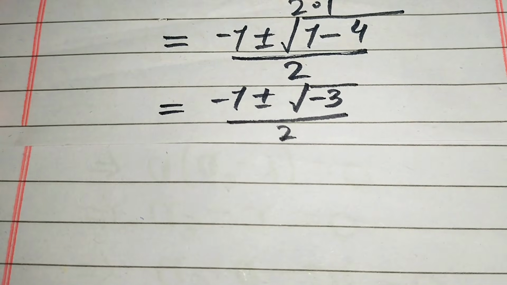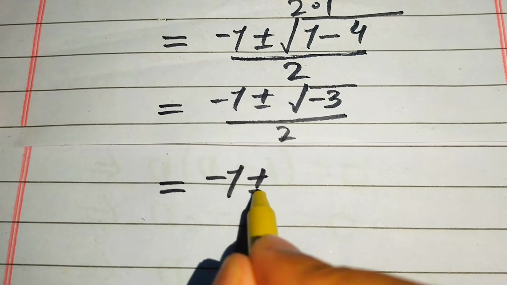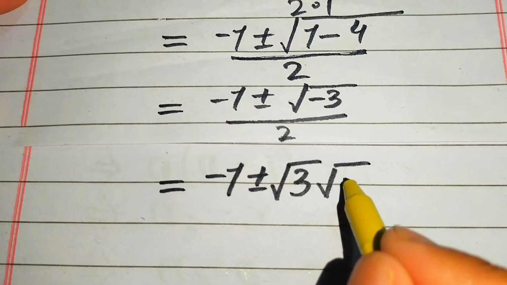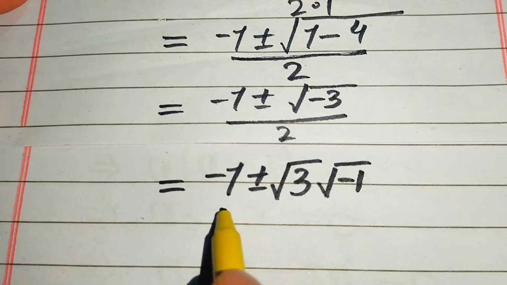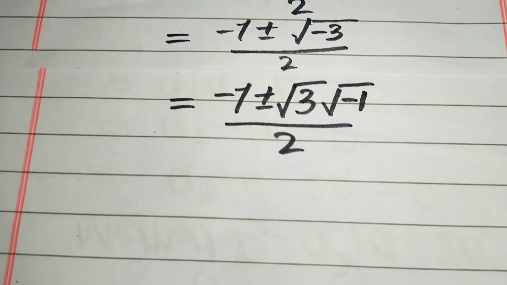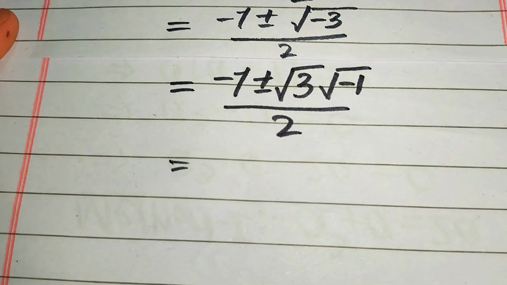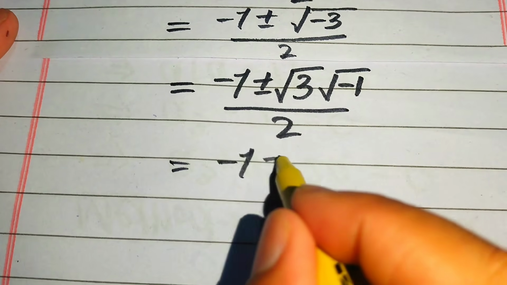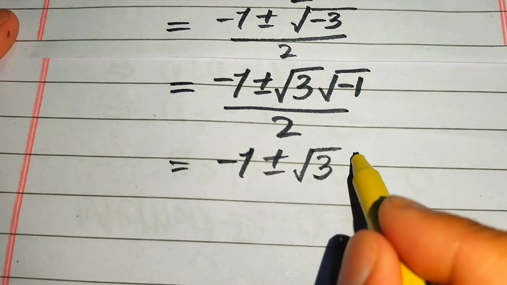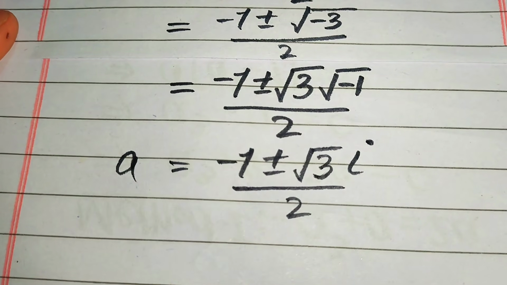Now here we need to focus on the square root term, and we break the square root into two terms as square root of 3 times square root of minus 1, divided by 2. So in the next step we have minus 1 plus or minus square root of 3 times, and the square root of minus 1 becomes iota, divided by 2.